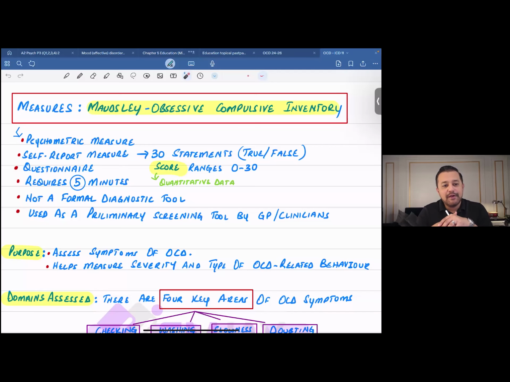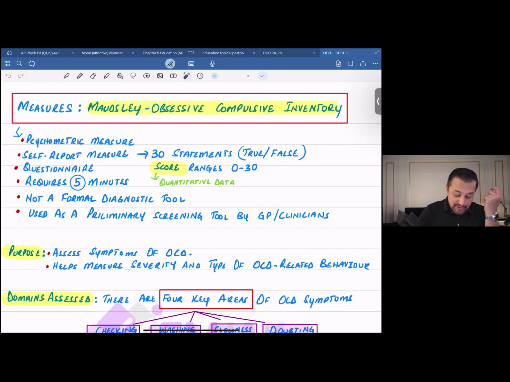Hello, everyone. In this revision lesson today, let's discuss MOCI, that is Maudsley's Obsessive Compulsive Inventory. Now, there are two different measures that are part of a syllabus that could be used to measure OCD. Amongst those two, the first one is MOCI, and the second one is YBOCS, that is Yale Brown Obsessive Compulsive Inventory. To begin with, what exactly is MOCI?